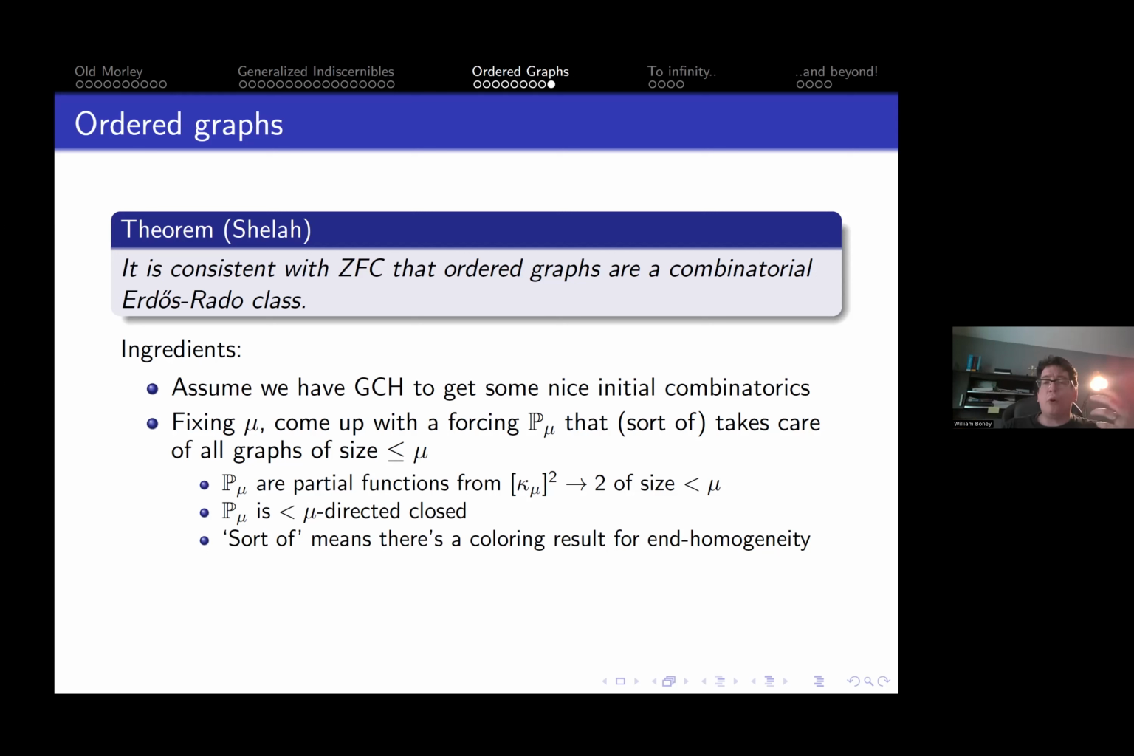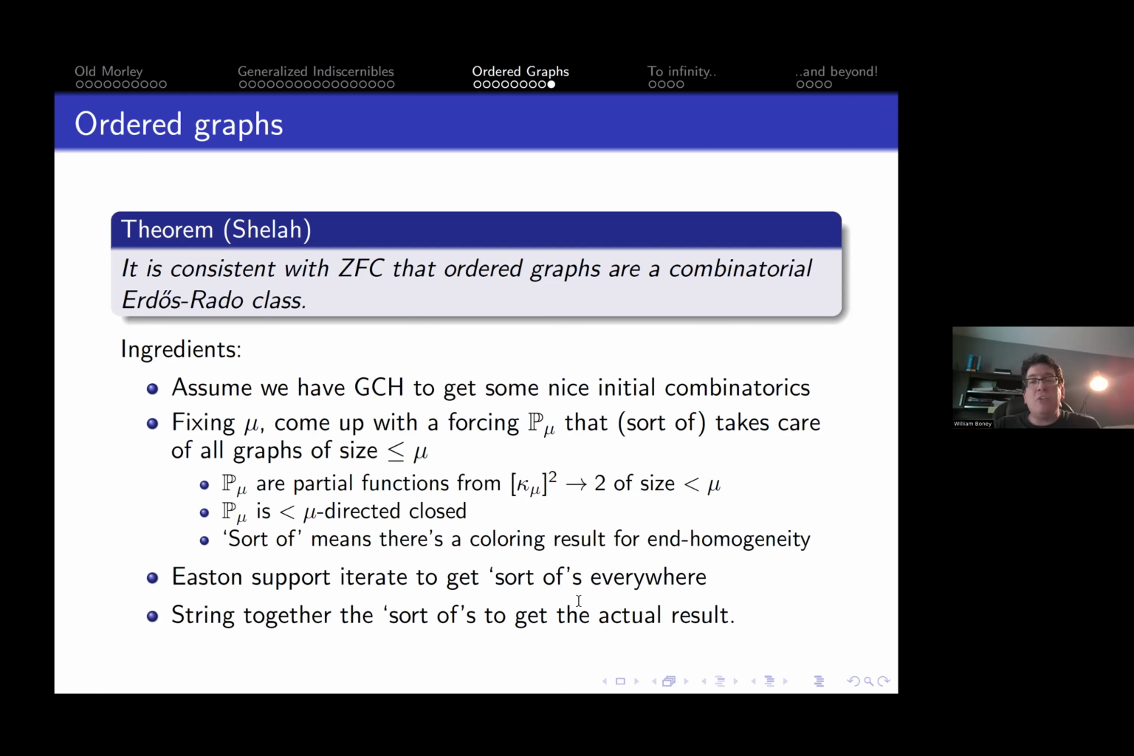And I have this parenthetical that just means you don't actually force the full coloring, you force an inhomogeneity result. And then you iterate all of these P mu's together to get this result everywhere. Then you want a full homogeneous coloring relation, and you can iterate to get the actual results. Maybe that's not super useful because I didn't tell you what inhomogeneity was. But the idea is that you iterate a bunch of forcings that are all directed closed.